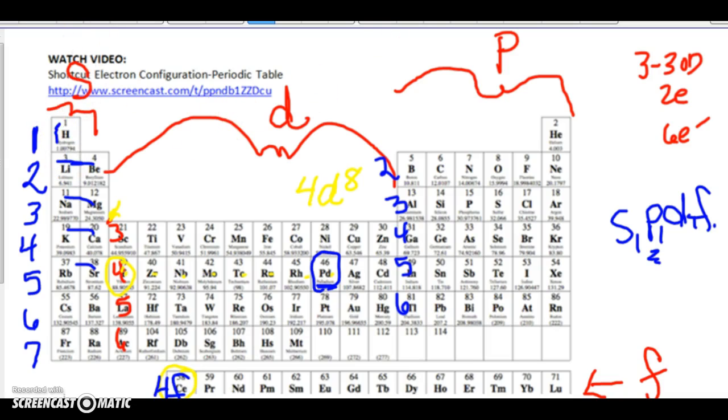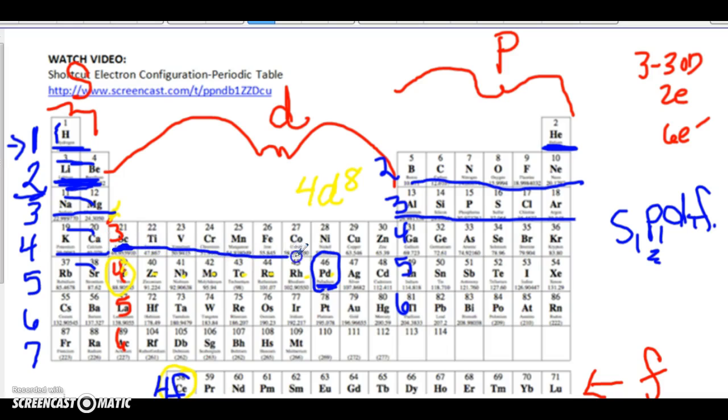I can see that we start here. Start 1s, 1s1, 1s2. Then we go to 2s. 2s2 is full, right? Then 2p, 2p6, full. 3s, 3s2 is full. 3p, 3p6 is full. 4s, 4s2 is full. Then we start at 3d: 1, 2, 3, 4, 5, 6, 7, 8, 9, 10.